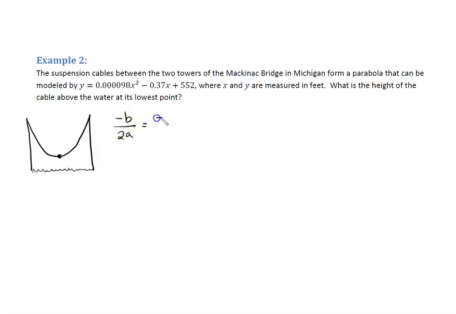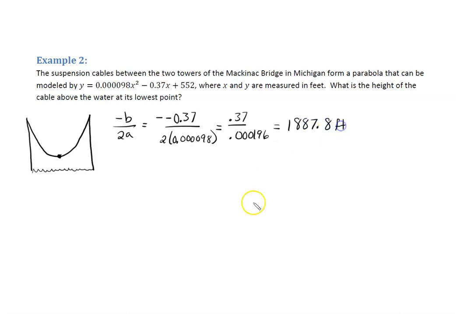So we have negative, b is -0.37, over 2 times a, which is 0.000098. Now if we plug that into our calculator, I typed in 0.37, and I typed in 2 times 0.000098 and got 0.00196. I typed that one more time into my calculator and got 1,887.8.